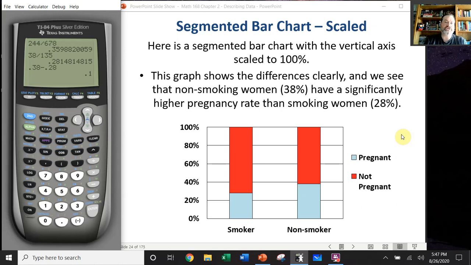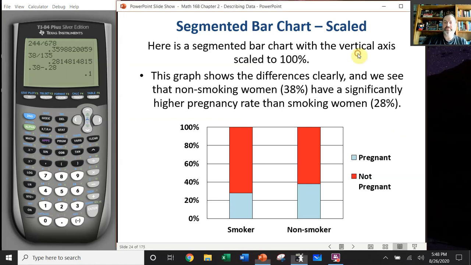So the segmented bar chart, the scaled version here, is very, very useful. We can't see the sample sizes anymore, so it does erase some of the information. But if all we care about is comparing those percentages, then this is the graph to go with. So you can see there are lots of ways to display this data, and this is just another way to do it.